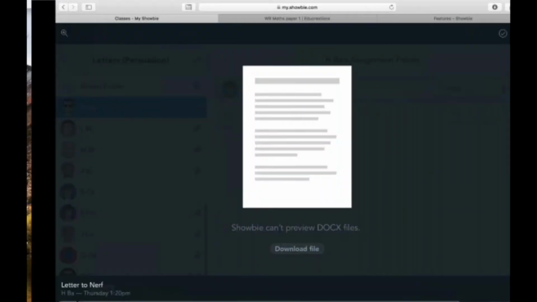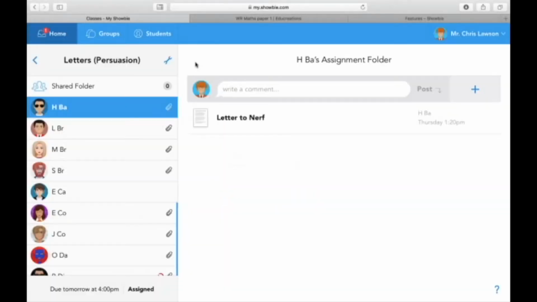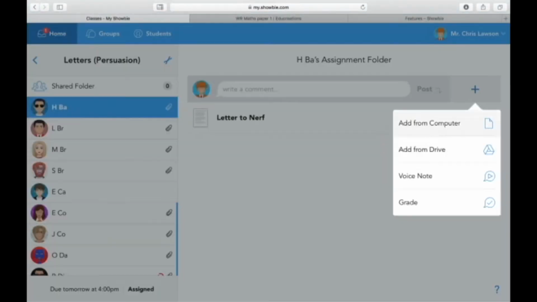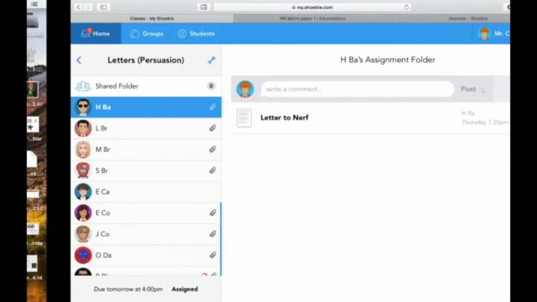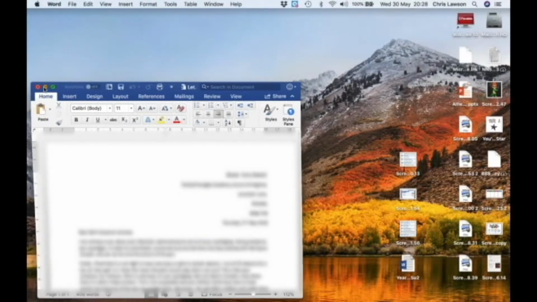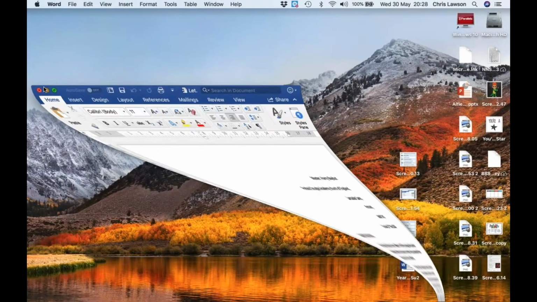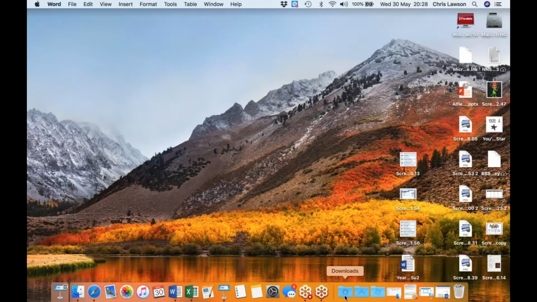So we go into Showbie, and then we can literally just, it's not going to let me do it, but you can drag and drop into Showbie, or you can just press the plus button and do it that way. Unfortunately, it won't let me do it just because I'm on this presenter mode, but okay. So moving on.